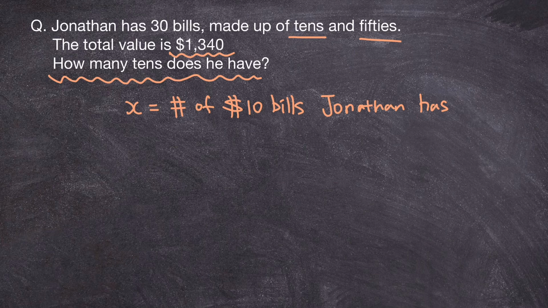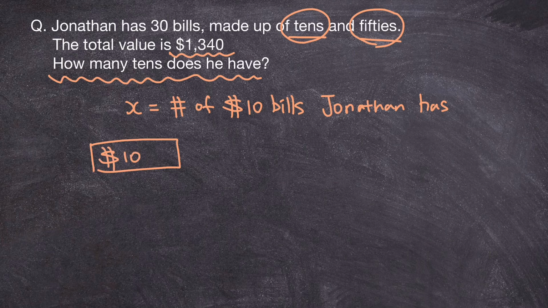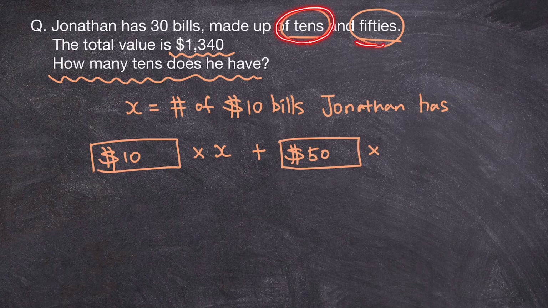So how do we do this? Well, first of all, we know that we have 10s and 50s. So there's a $10 bill. We don't know how many, but we know that we have x amount of $10 bills. And then we also have $50 bills. And while we do not know how many $50 bills we have, we know that combined with $10 bills and $50 bills, the total number of bills is equal to 30.